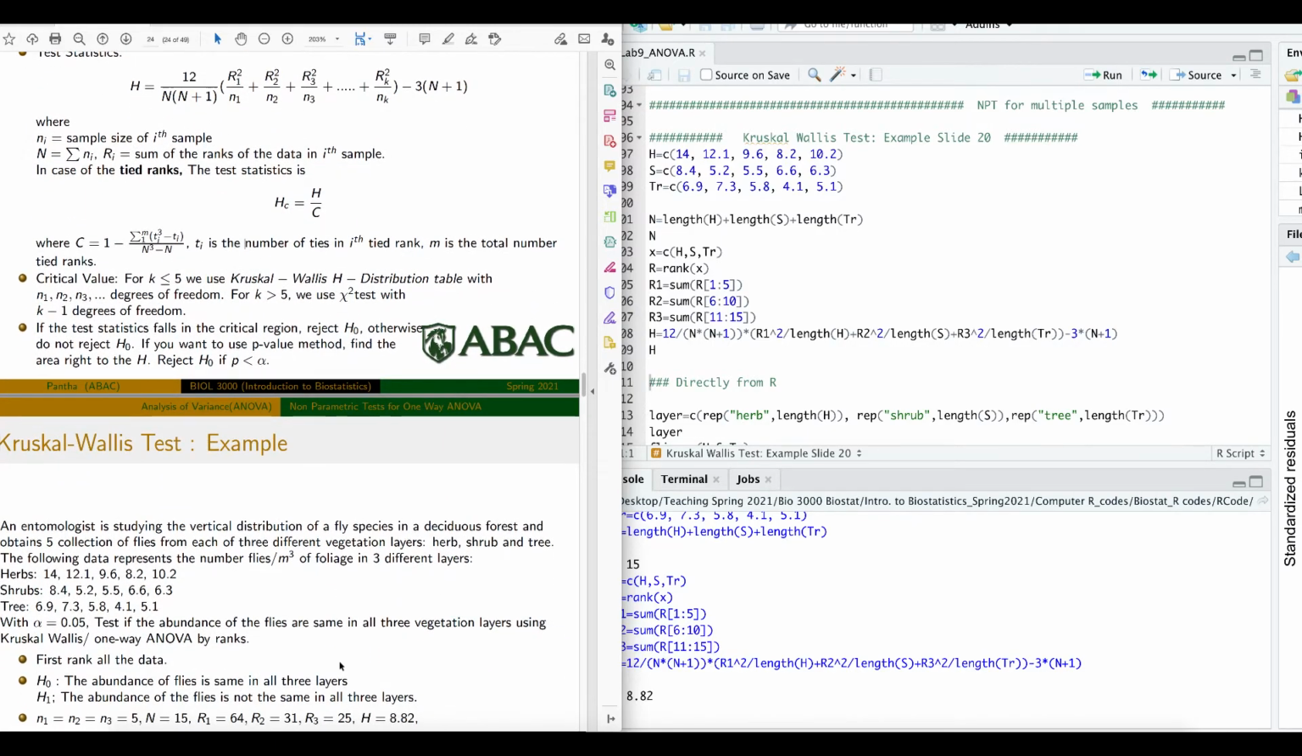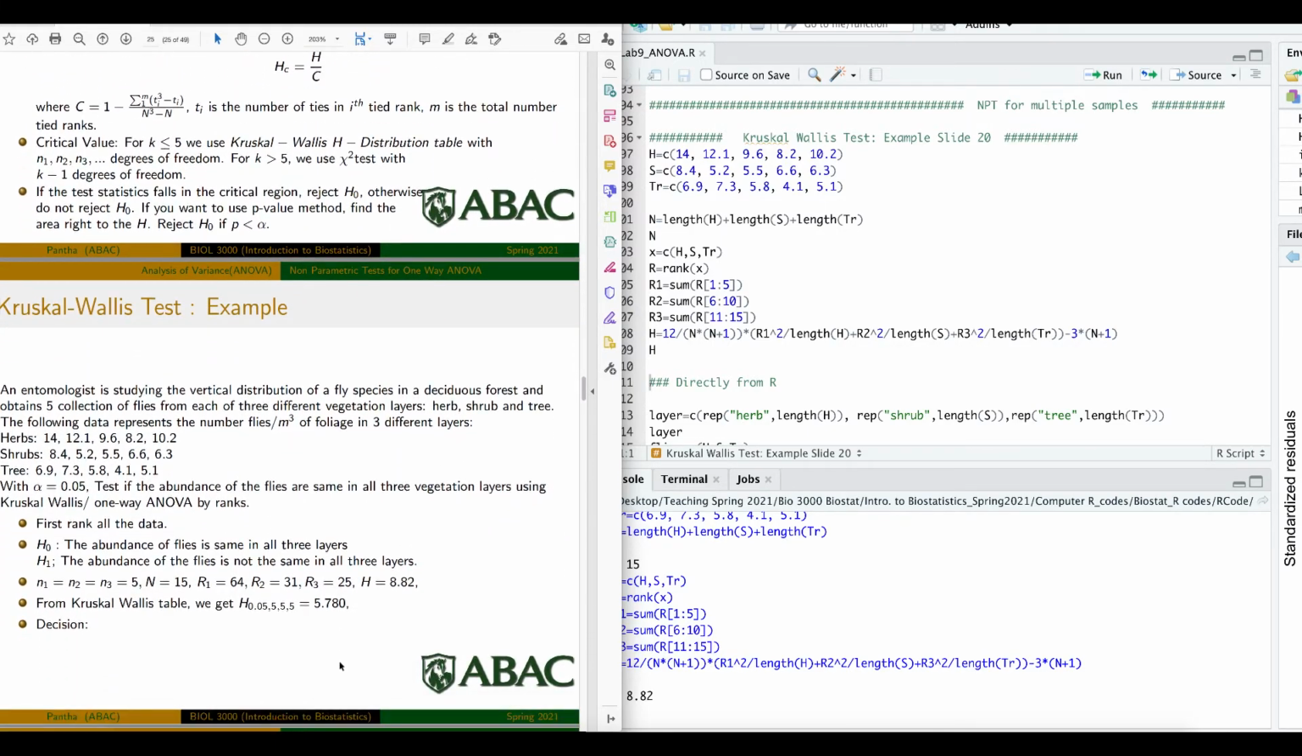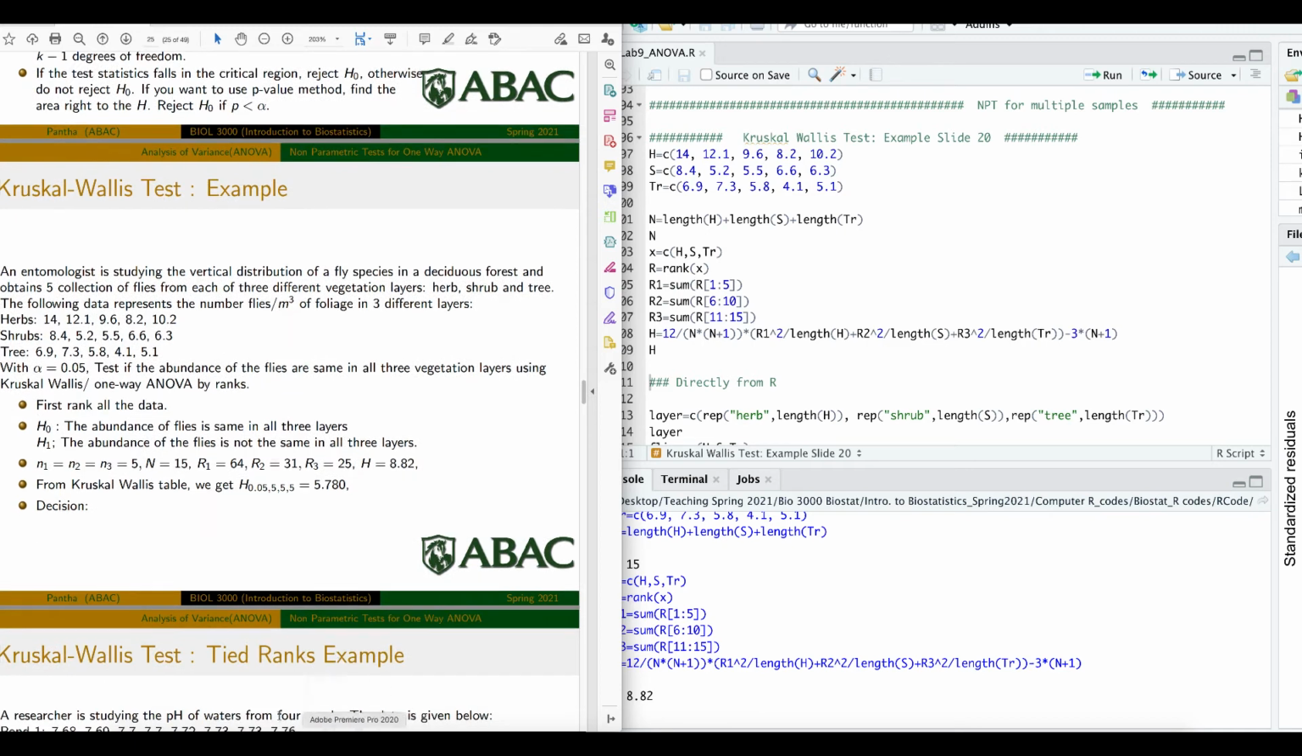Let us check one example. An entomologist is studying the vertical distribution of a fly species in a deciduous forest and obtains 5 collections of flies from each of 3 different vegetation layers: herb, shrub, and tree. The following data represent the number of flies per cubic meter of foliage in the 3 layers. In the herbs, there are 14, 12.1, 9.6, 8.2, 10.2. So these are the data values given.